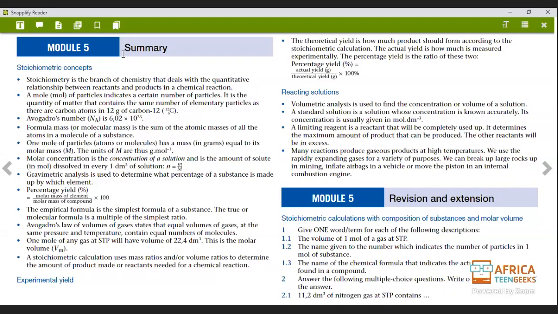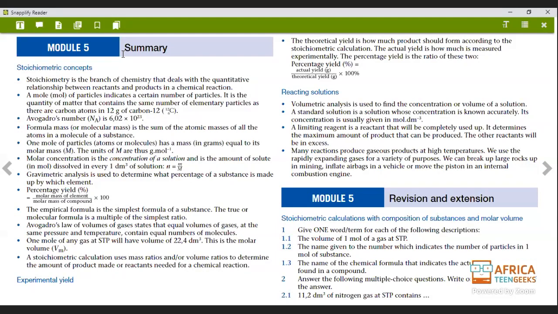And guys, so far I'm explaining the stoichiometric concepts. If from the stuff that we've spoken about, there is something that you are battling with, please guys, let me know so that I can go back and explain it to you thoroughly so that you guys can understand it.